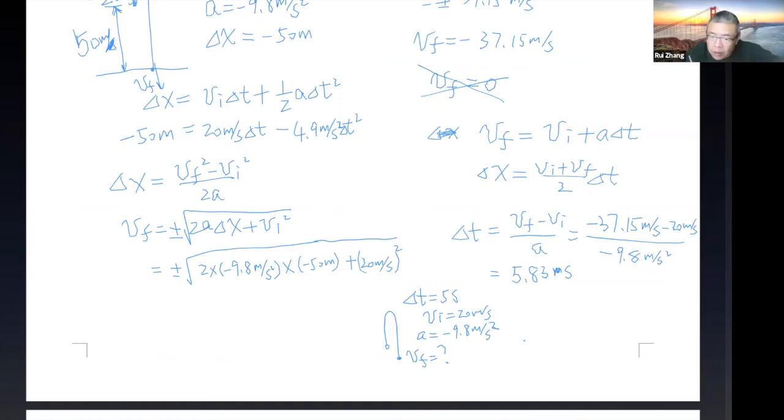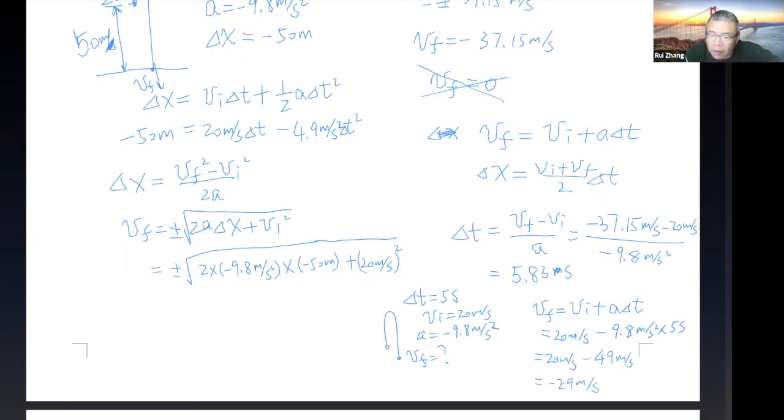So let's use that one. VF equals VI plus A delta T, okay? And then VI equals 20 meter per second. A equals negative 9.8 meter per second squared, and delta T is 5, that's given, right? So plugging all this together, 9.8 times 5 is 49, okay? So together you have negative 29 meter per second.